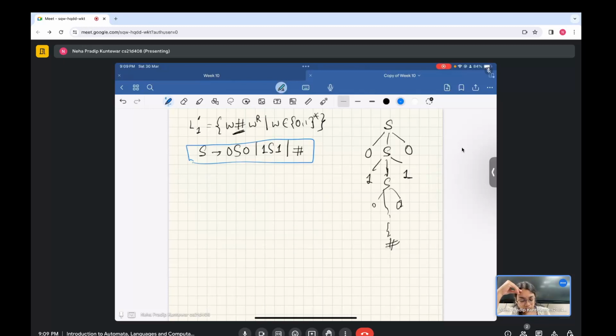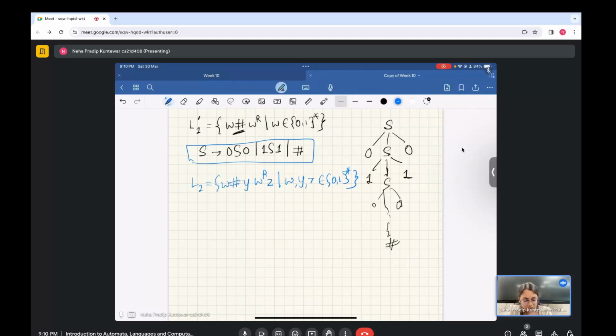Now let's look at the language that we want. The language that we want is L1, which is of the form W sharp X W reversal Y, where W, X, Y are strings in {0,1}*. So what do we mean by this? Maybe I'll use a different notation. I'll call this Y and Z so that there's no confusion.